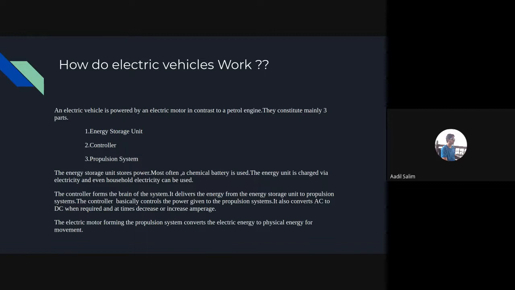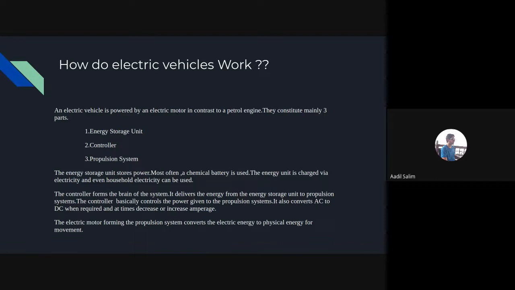The controller unit is essentially the brain of the system. It decides how much energy from the energy storage unit has to be transmitted to the propulsion system. This is decided based on the driving conditions. When we are going up a slope or driving through rough and unfamiliar terrain, the propulsion system will need more power. That will be detected by the controller, and accordingly it will allow more power to be transmitted to the propulsion system.